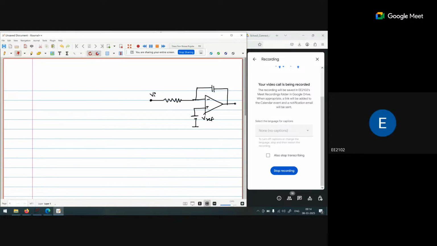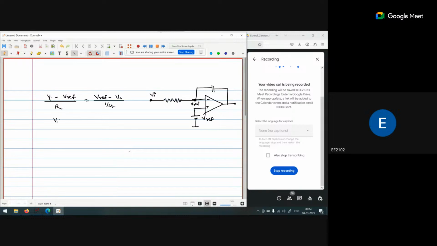Now, what is your output voltage equation? Sir, how will the output reach VDD or minus VDD? Okay, so this is the V reference. So if I say VI minus V ref upon R is equal to V ref minus V out upon 1 by CS.